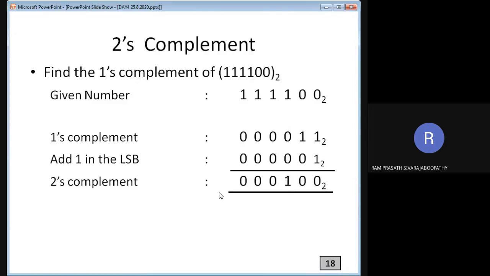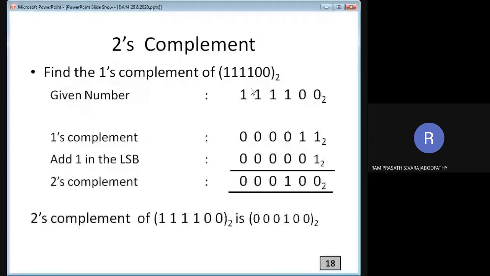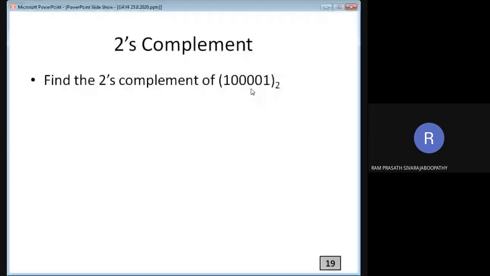So this is the 2's complement value of the particular number given. Try to find the 2's complement of this number. Do it fast.